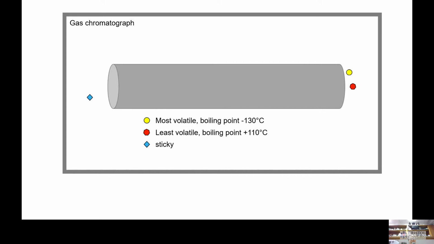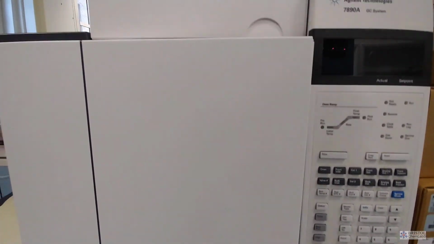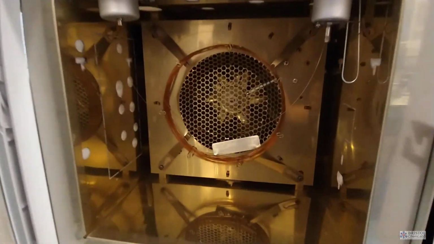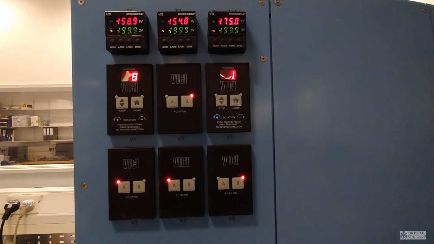But it does mean that you can separate different compounds, mostly according to their boiling point, but also some compounds are a bit sticky, so they stick to the side of the column. And they can travel through a little bit slower than compounds that just ignore the sides of the column. The most volatile compound we measure on our instruments has a boiling point of minus 130 degrees Celsius. And the least volatile compound we measure on the same instrument has a boiling point of plus 110 degrees Celsius.